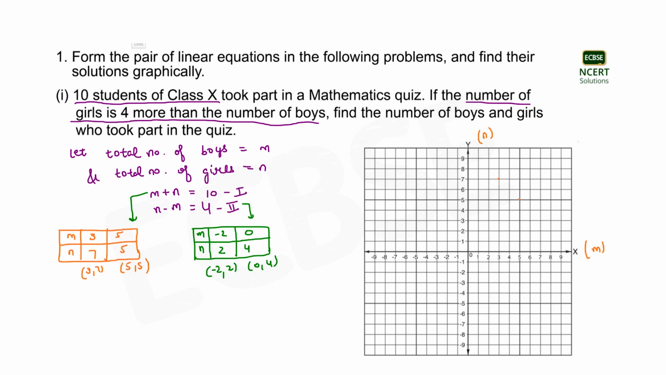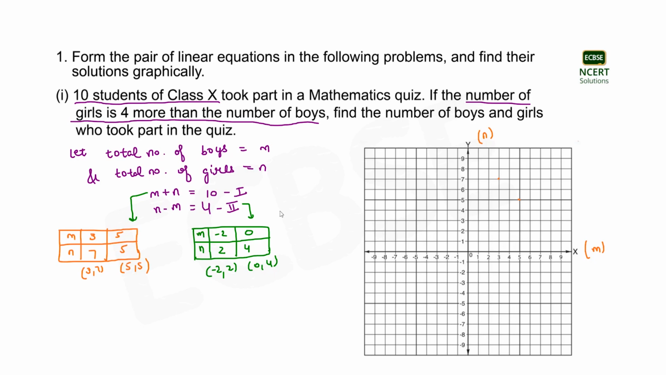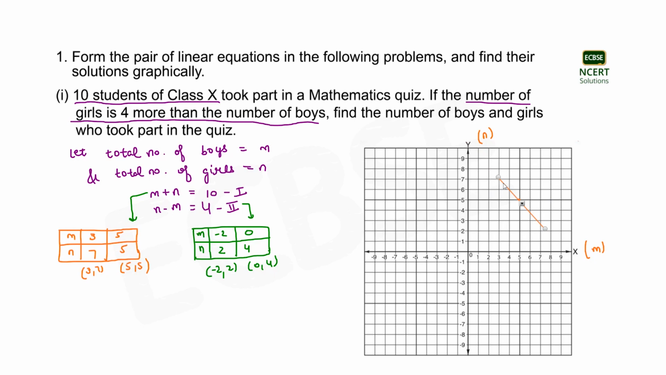Now our second step is to draw the line which will pass through these 2 points. That line will represent the first linear equation. So drawing the line, it will be somewhat like this, right? Or we can extend it. Yes, okay. So this is the line which will represent the first linear equation.